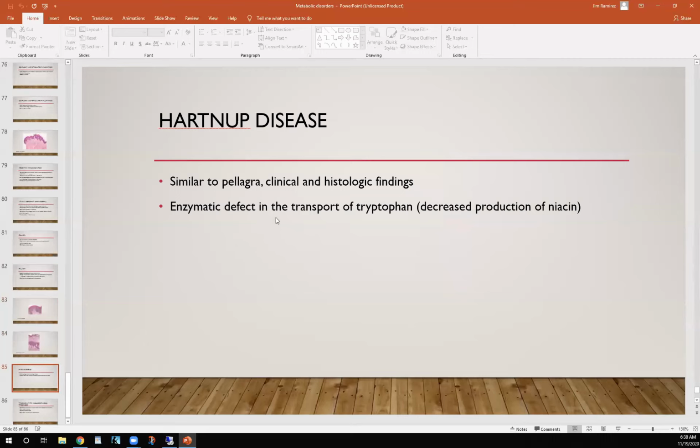And Hartnup disease, another one that can actually have this sort of similar nutritional look to it. I'm just going to mention it really briefly in that it is similar to pellagra clinically and histologically. The enzymatic defect in this case is in the transport of tryptophan.